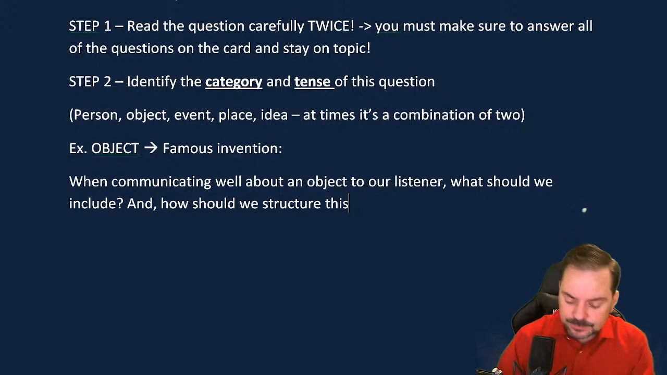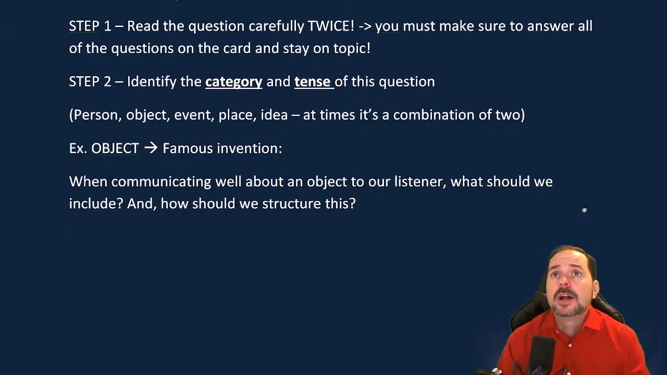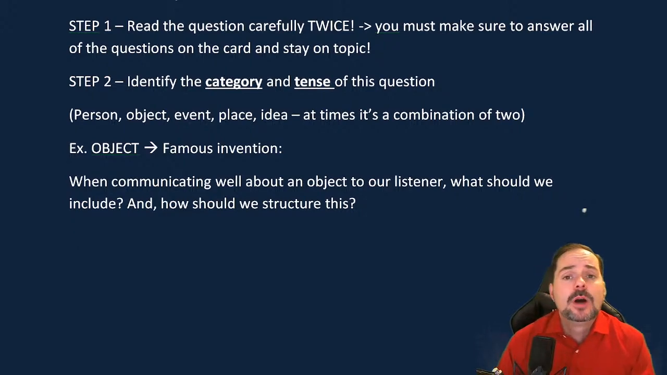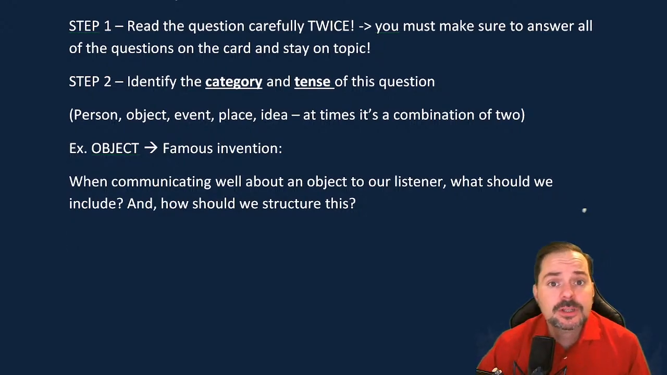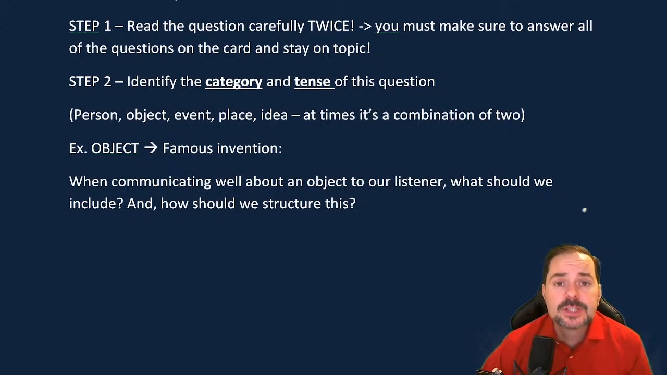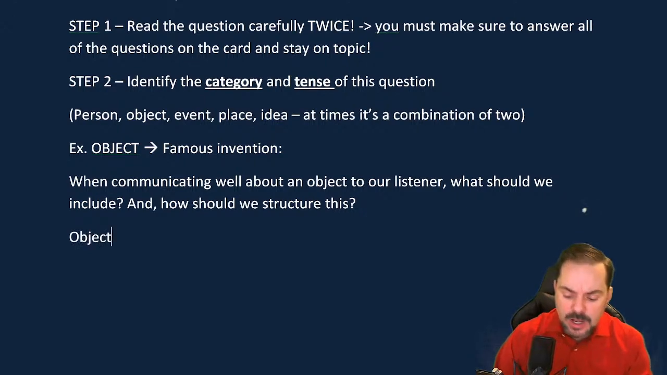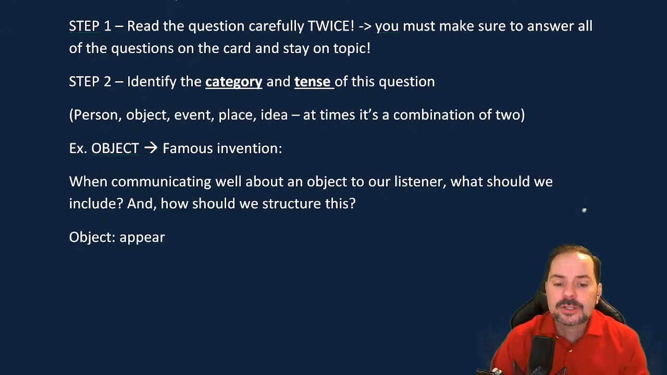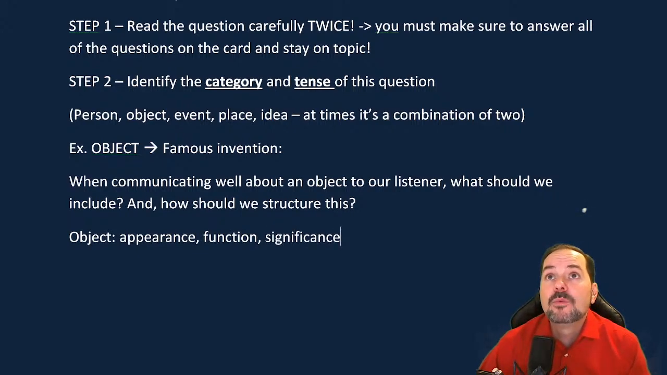then we want to think about this. So when we're talking about an object, if I want to tell a person about an invention is a really good one for this. What should we talk about? Jyoti says, when talking about an object, we should include the appearance of the object, the function of the object, the significance. And there's one missing, Jyoti. Okay, you have one missing there.